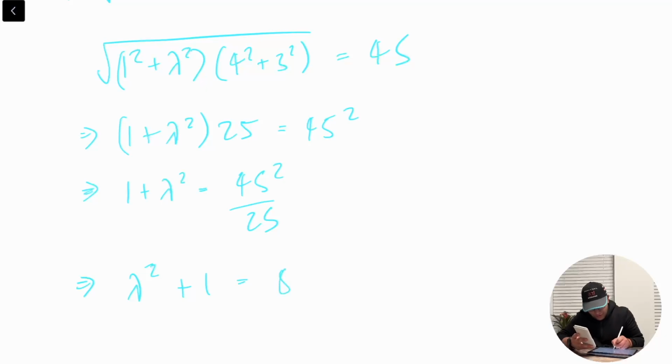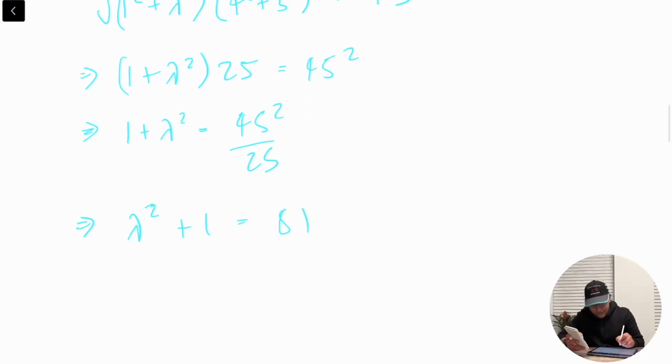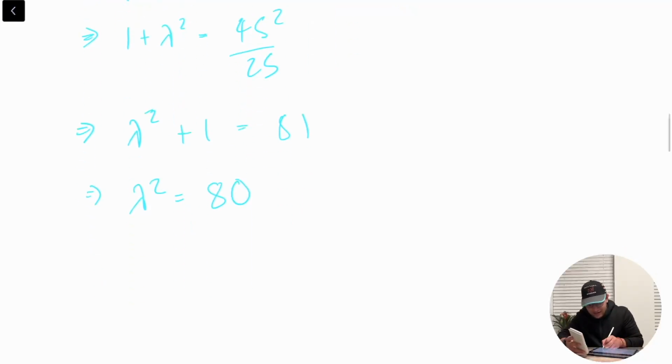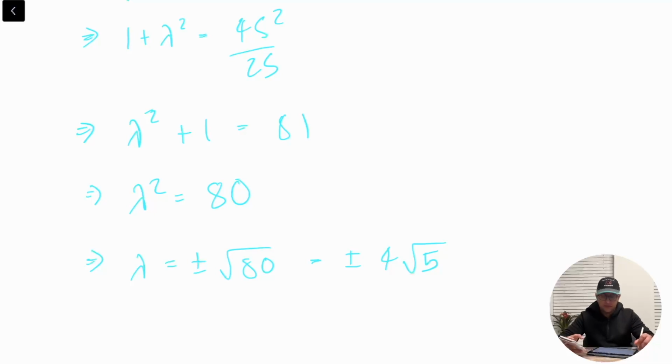So lambda squared plus 1 equals 81, which means that lambda squared equals 80. If they had just left it at 81, we could have had nice answers, but no. So lambda equals plus or minus, because we have to square root, 80. Does anything go into it? Yeah, 16, right? So you can take 4 out. So 4 root 5, plus or minus 4 root 5.